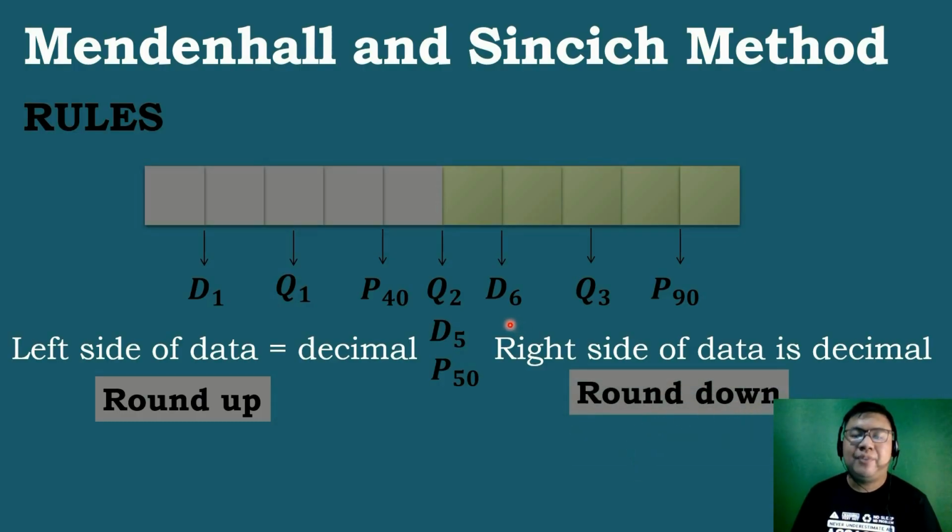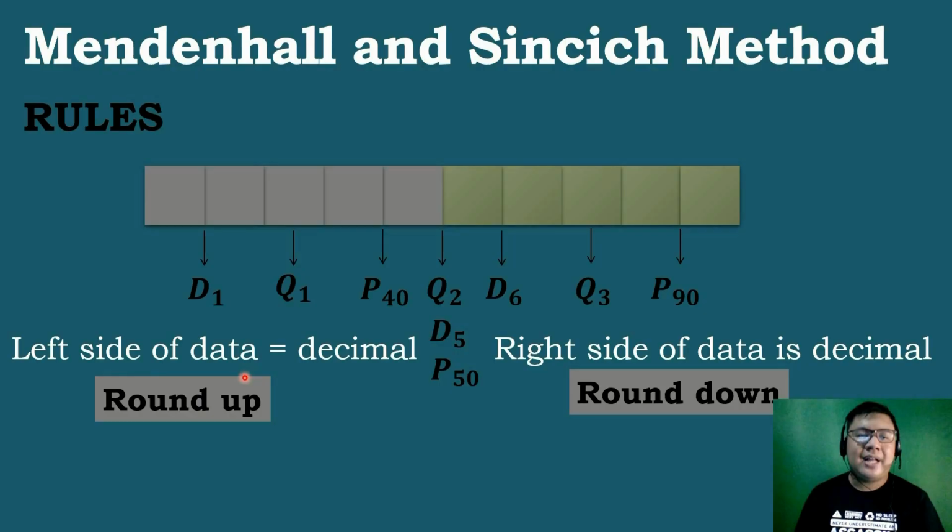Let's say for example, we have computed the value of decile 6, which is equal to 9.6. So we will round down the number. 9.6 will be equal to 9. Let's say quartile 3 is equal to 11.5. So the value of quartile 3 will be equal only to 11. Round down the number. So these are the rules that we will follow for the Mendenhall and Sincich method.